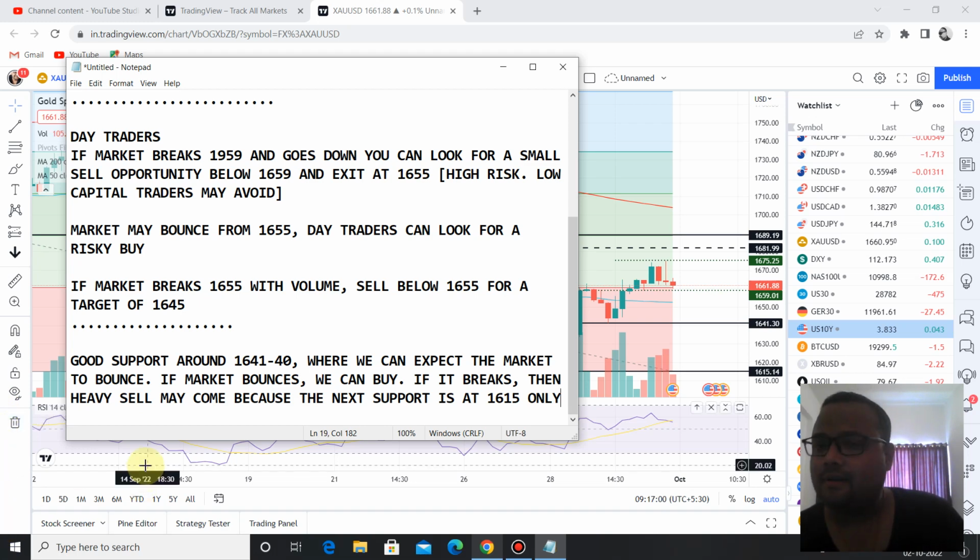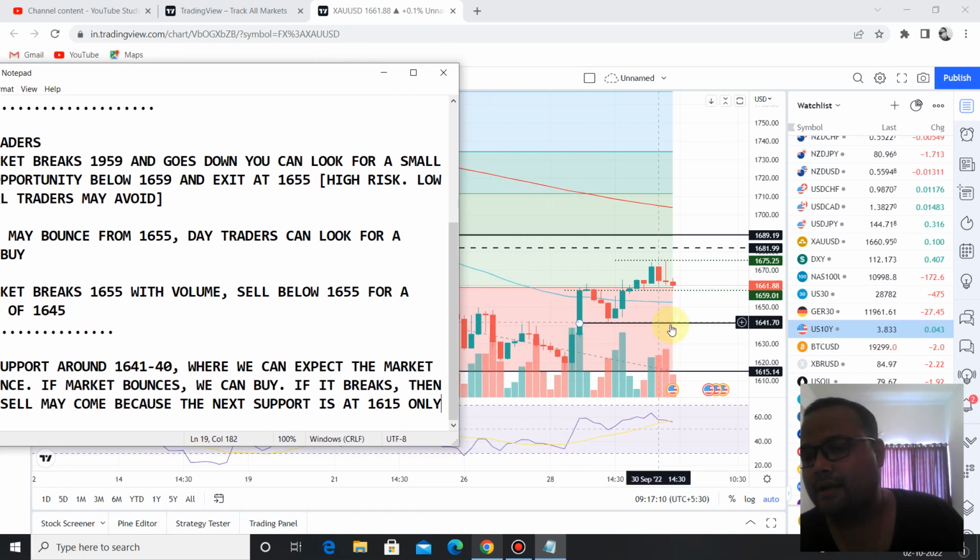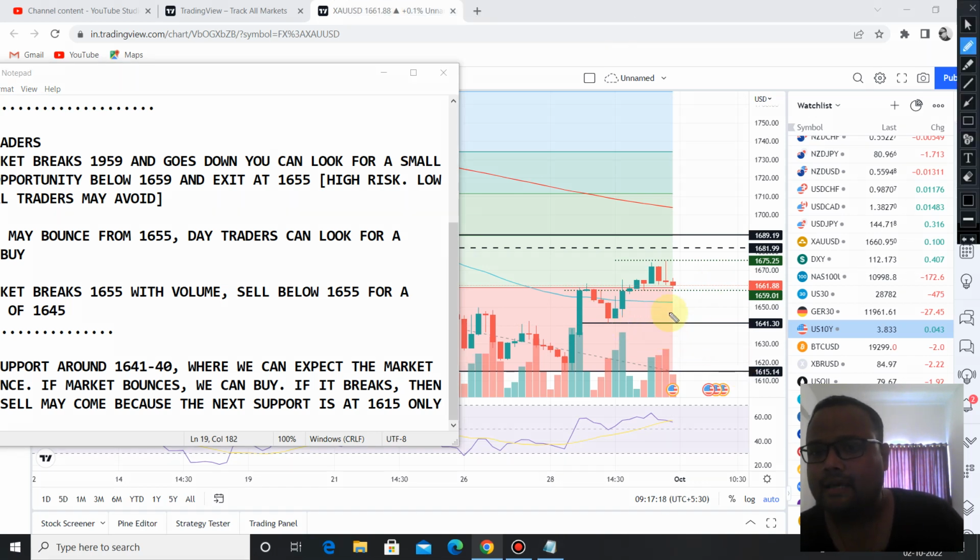Okay, and if you're looking for a very reliable levels right now, then we have 1641 to 40 as a nice support here. If market approaches this level, observe the market. If you see that market is forming hammer kind of a pattern, market is taking support, you can go for a buy. But in case you see the market is going down, okay, market is under the influence of sellers, obviously the level will not work. In that case, you can look for a sell as well below 1640 level. But keep in mind, below 1640 we do not have any immediate support, so a heavy sell may come.